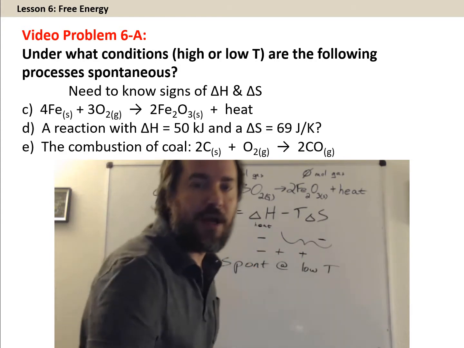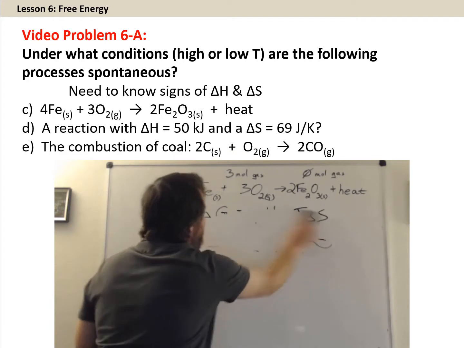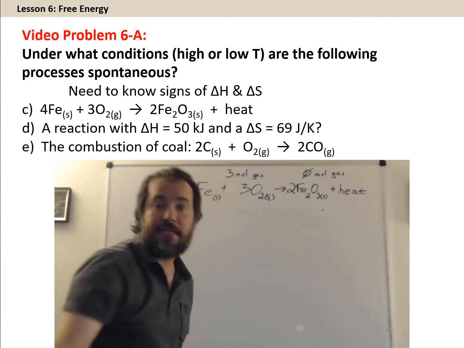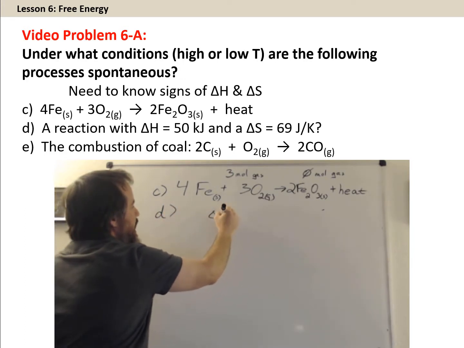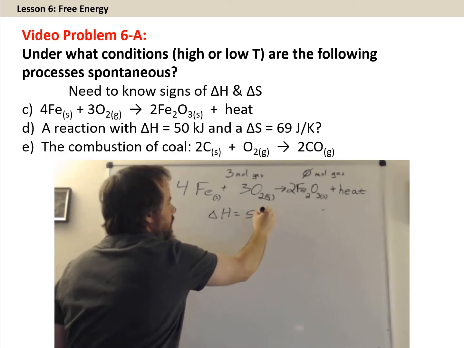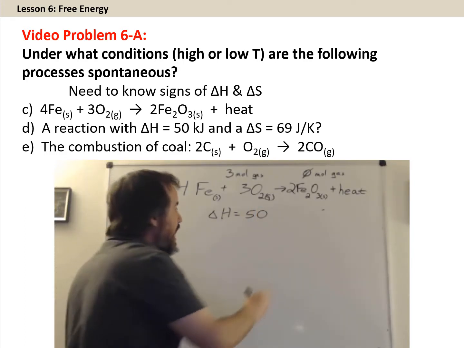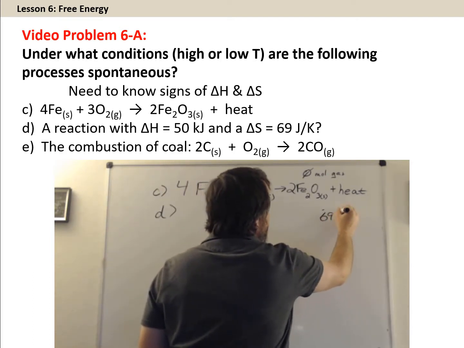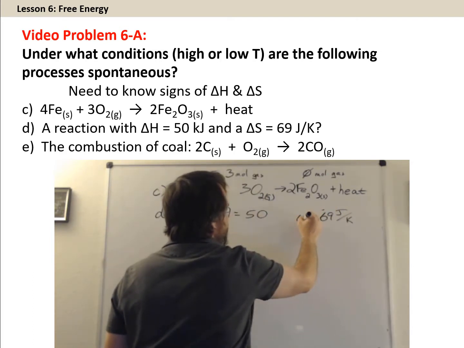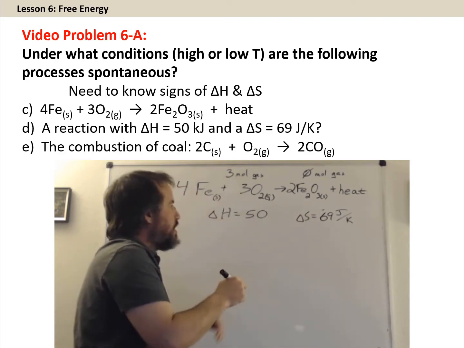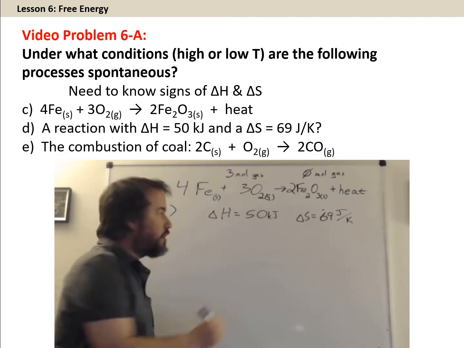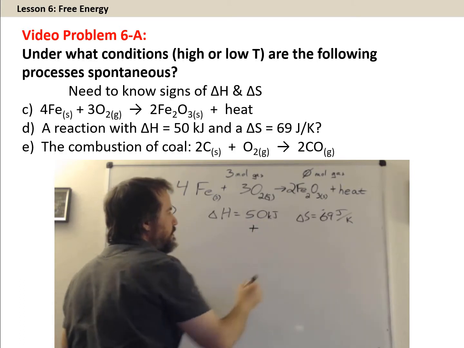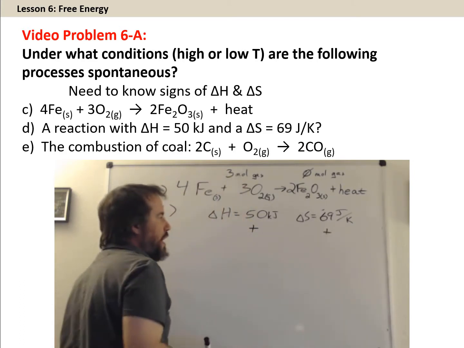All right, let's go on to D. In D we have a reaction with delta H equals 50, and our delta S is 69 joules per K. Now, we could do some calculations, but all we really care about are the signs here. So delta H is positive, delta S is positive.